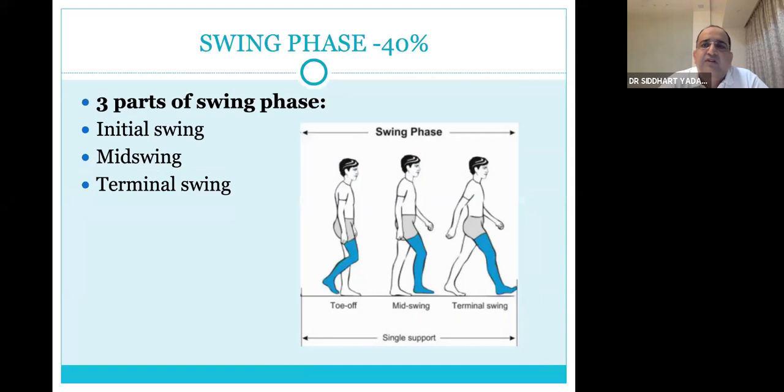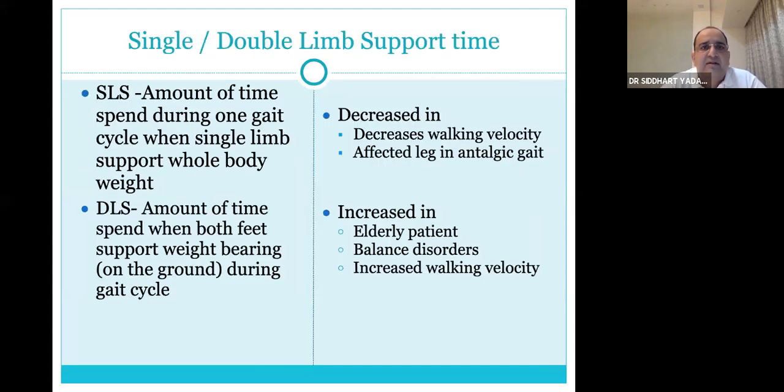Swing phase, which is 40%, has initial swing, mid swing and terminal swing. It has 3 parts. Now, what is single and double limb support? Single limb support is the amount of time spent during one gait cycle when a single limb supports the whole body weight. Double limb support is the amount of time spent when both feet support weight bearing during a gait cycle.